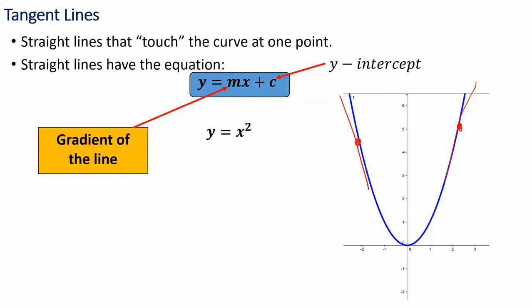Okay, so let's do an example. Let's say I wanted to know at x equals 1, so right at this point, there's going to be a tangent line that crosses there and it's y equals mx plus c.